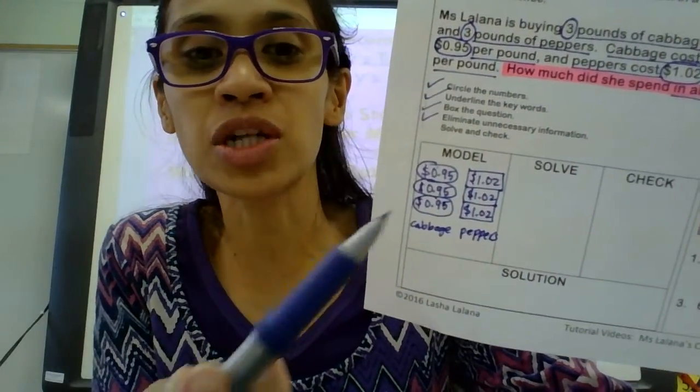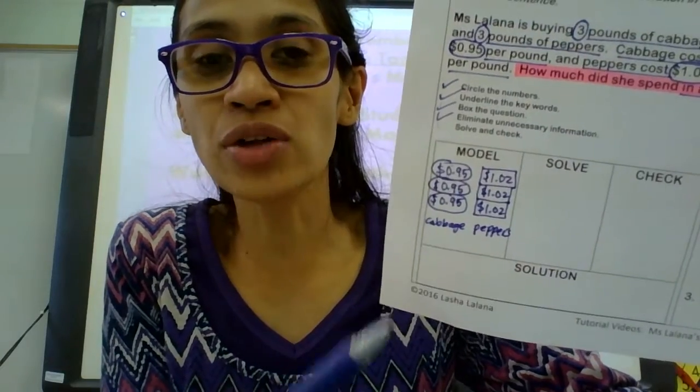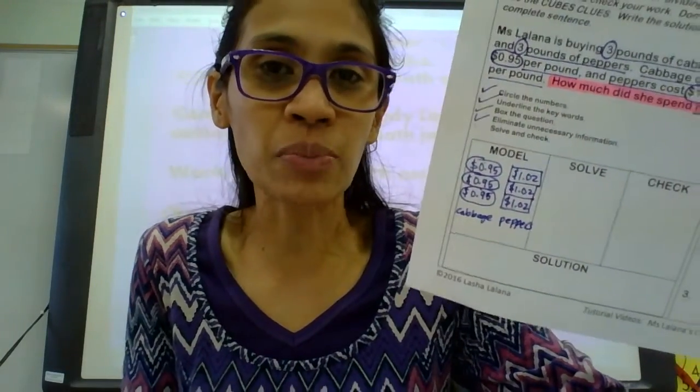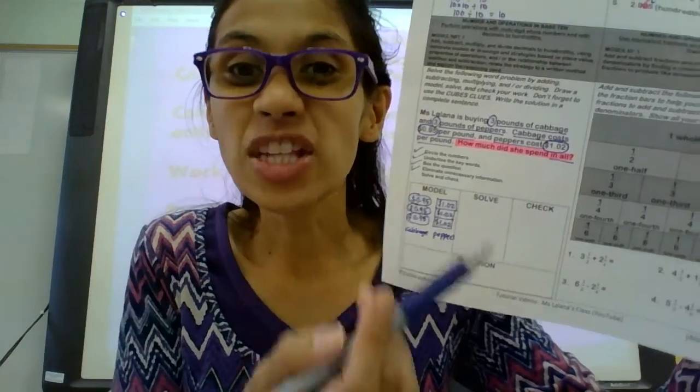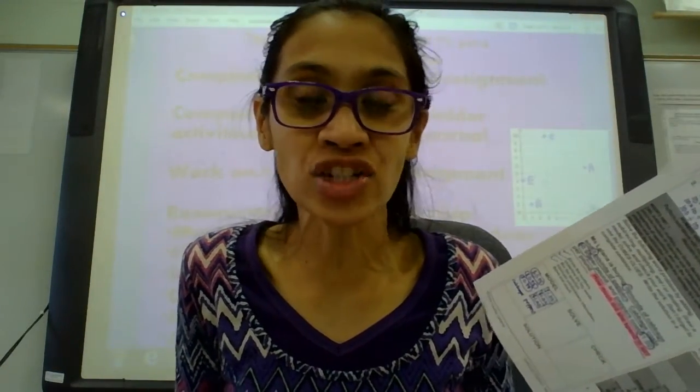All right, so this picture, this visual representation lets me know I have, look, 3 pounds of the cabbage and 3 pounds of the peppers. Now to solve, what do we do? Look back at that question. It says, how much did she spend in all? It's all of it. All of it. So there's so many different strategies that you can figure out that answer.